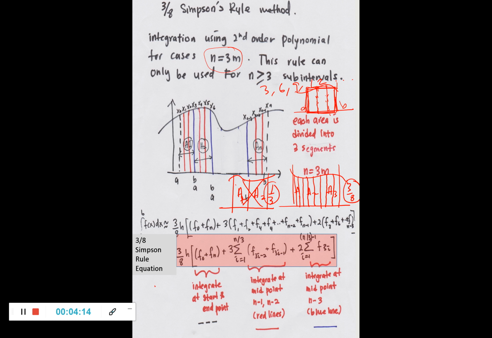Okay, so Simpson menggunakan cara yang sama macam yang kita buat menggunakan 1/3 formula. 3/8 formula pun menggunakan cara yang sama. Cuma bezanya di sini untuk 3/8 formula, dia akan buat integration at start and end point. This is the same with what you do in 1/3 formula. And then di tengah ini, the second integration is you akan buat integration at midpoint at point n-1, n-2. Okay, this will be represented by my red line.